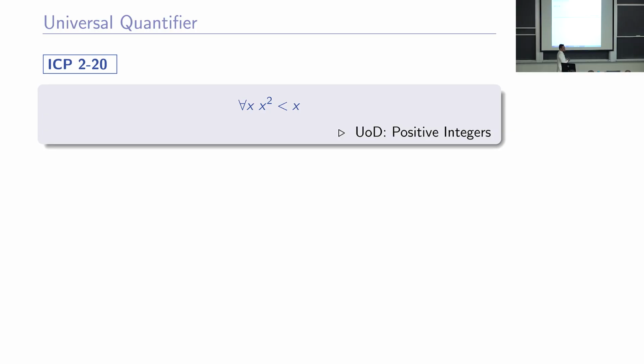Here is another predicate, quantified predicate. For all x, x squared is less than x. The universe of discourse is positive integers. Don't jump. Nobody asks you its truth value. What is this statement saying?